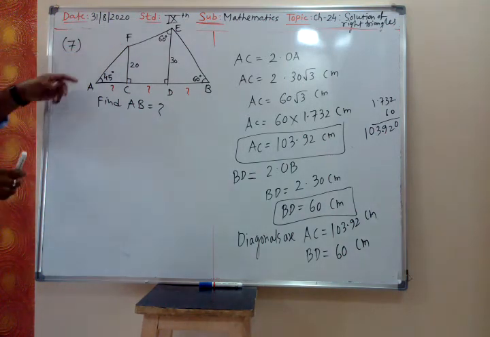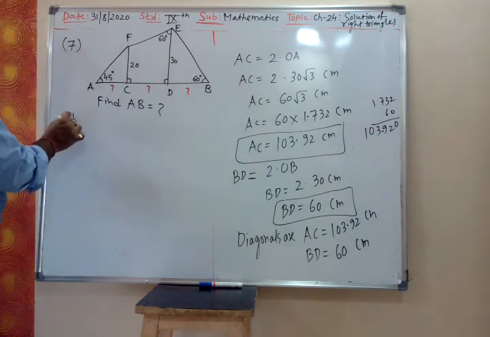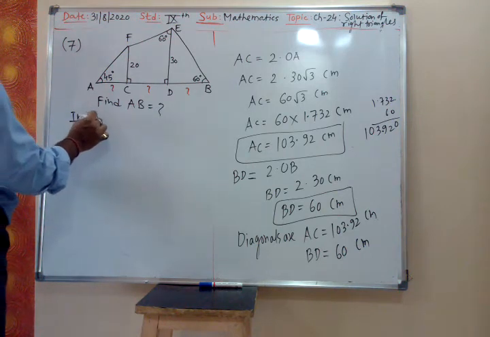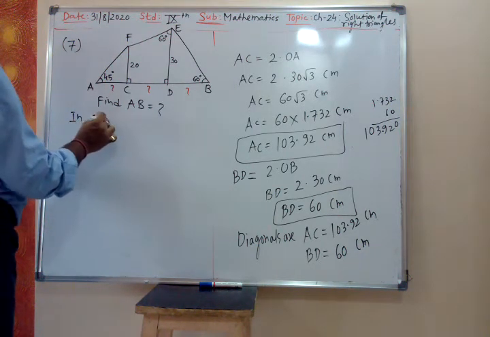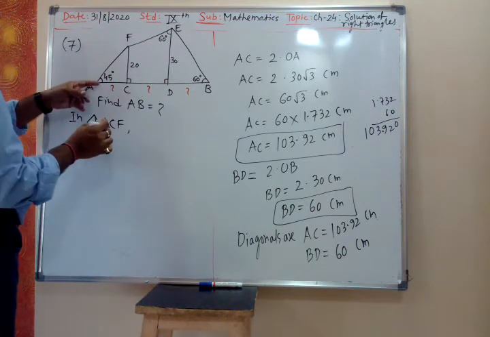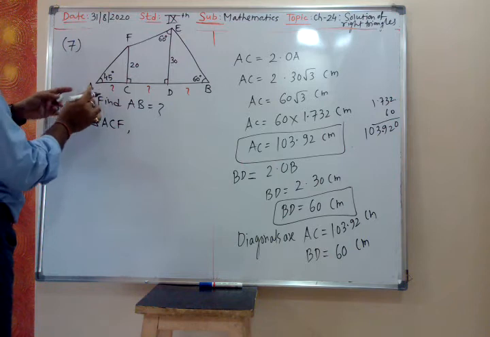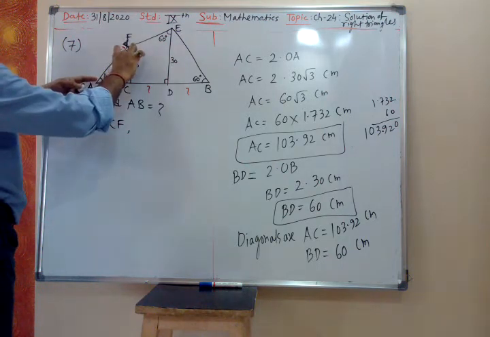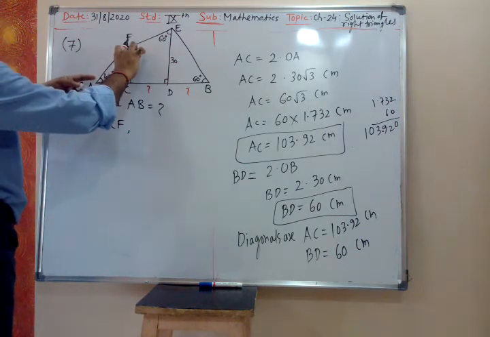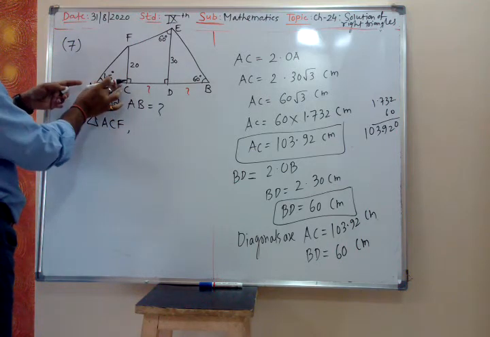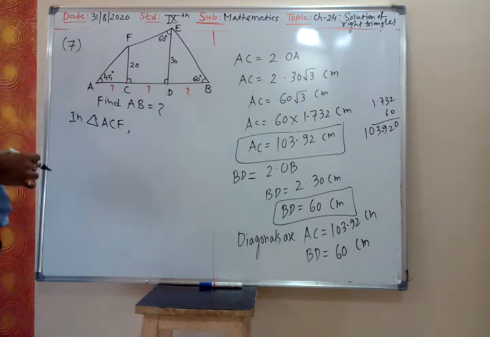Yes. So now I will consider the smaller triangle ACF. In this triangle ACF, we want to find AC. The reference angle is given. Opposite is given. This is the opposite, and this is my adjacent. So which ratio will you consider?